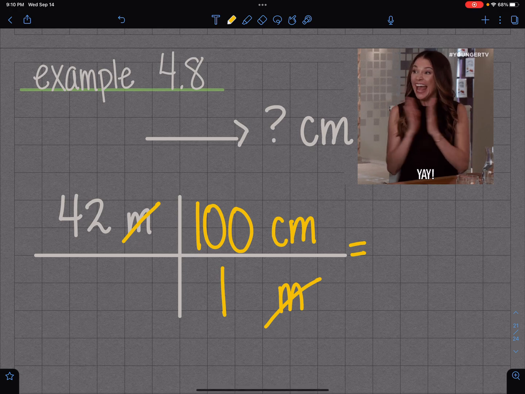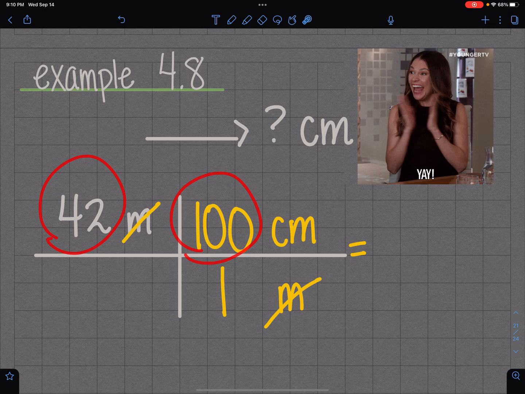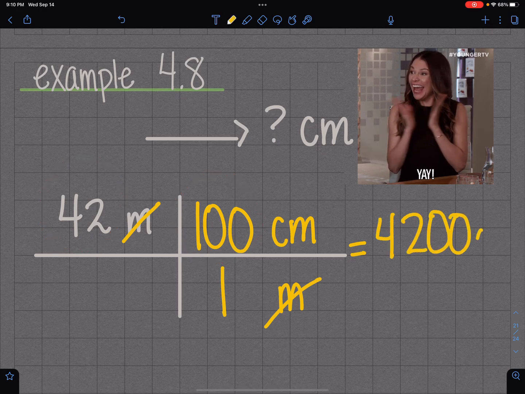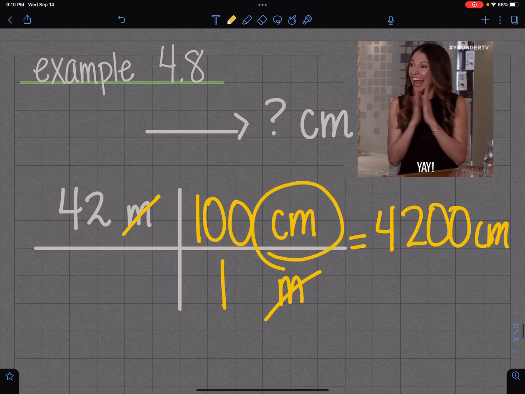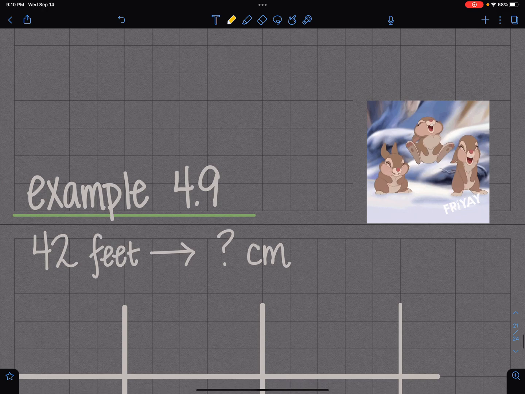And on the top, we multiply these numbers straight across. 42 times 100 is 4,200. And the answer is in centimeters because that's the only unit I have left. Easy peasy. You know what's twice as fun as that?